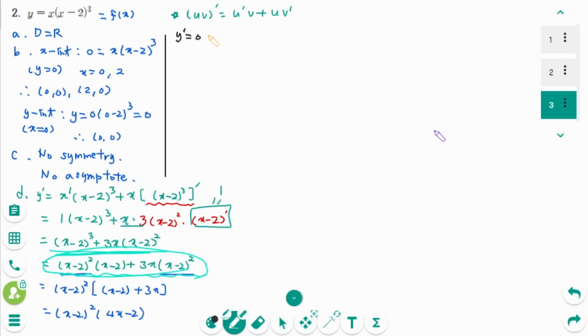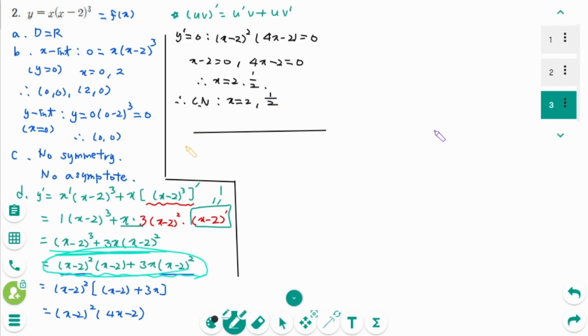y prime equals 0. That means (x minus 2) squared times (4x minus 2) equals 0. Then x minus 2 equals 0, or 4x minus 2 equals 0. Then x equals 2, 1 over 2. Then critical numbers are x equals 2 and 1 over 2. Number line is here, 1 over 2 and 2.